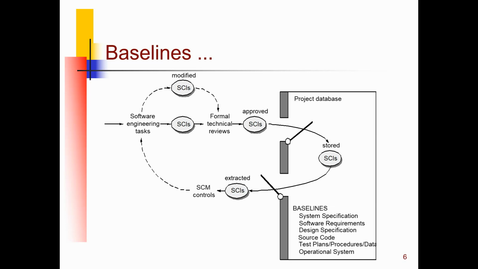And then let's see how to form a baseline. Here we have the project database. Then we check out, meaning we extract the document from the database to do some work and modify the items. Before you check back in, we go through the technical review and make sure everything is correct and approved by a committee, and then store it in the project database. Then this will form a baseline.